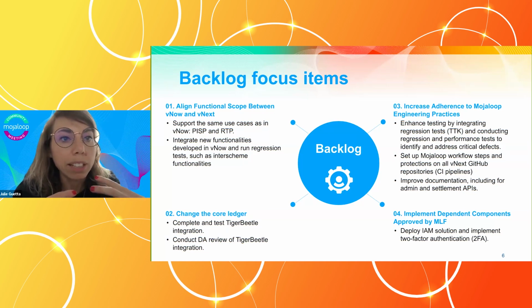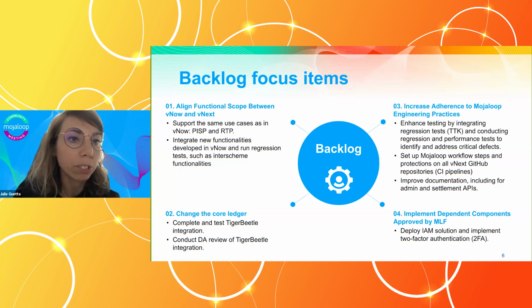The second thing is that we are still developing new features on vNow, so we need to make sure that these new features are also compatible with vNext. To be fair, this has been a working principle established that any new feature developed on vNow should be compatible with vNext. But the only way we can verify this is by integrating this new functionality developed in vNow on vNext, and also running the regression tests.